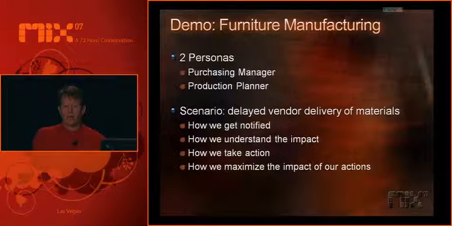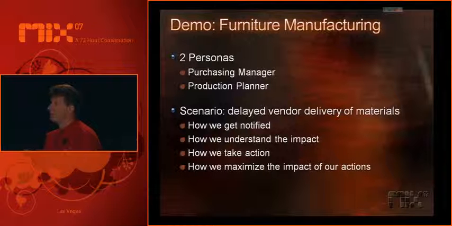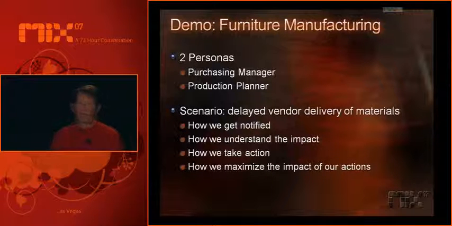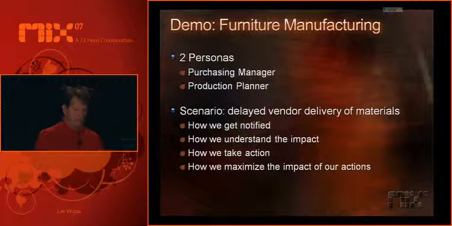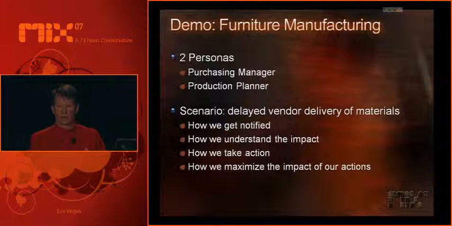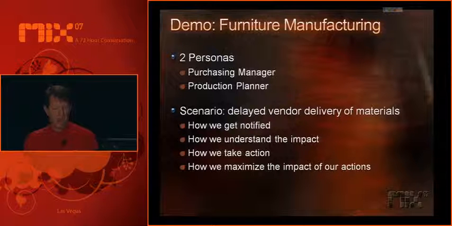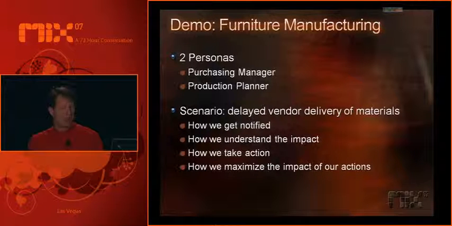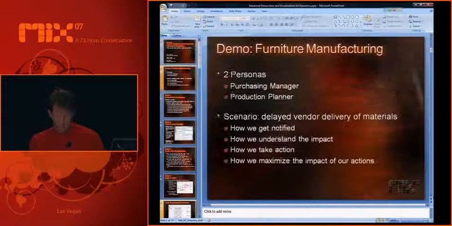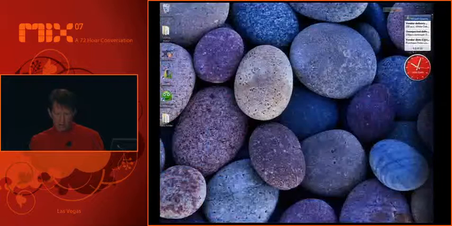So the scenario is I've got a furniture manufacturer, and they're dealing with a vendor delivery that's been delayed. It didn't come in. How do I deal with that? And what do I do? I've got two personas, a purchasing manager and a production planner, and how do they interact inside of that scenario? So we will jump in and start that.